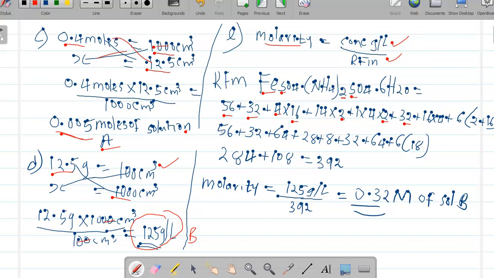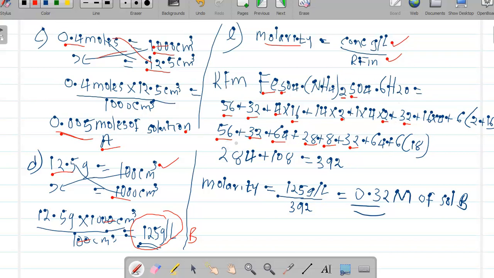Then here when we get 56, then 32, we write it again, 4 times 16, 64, 14 times 2, 28, 1 times 4 times 2, 8, then 32, then 16 times 4, 64, then water, we have hydrogen, 2 hydrogen plus 1 oxygen, 16, 18, multiplied by 6.